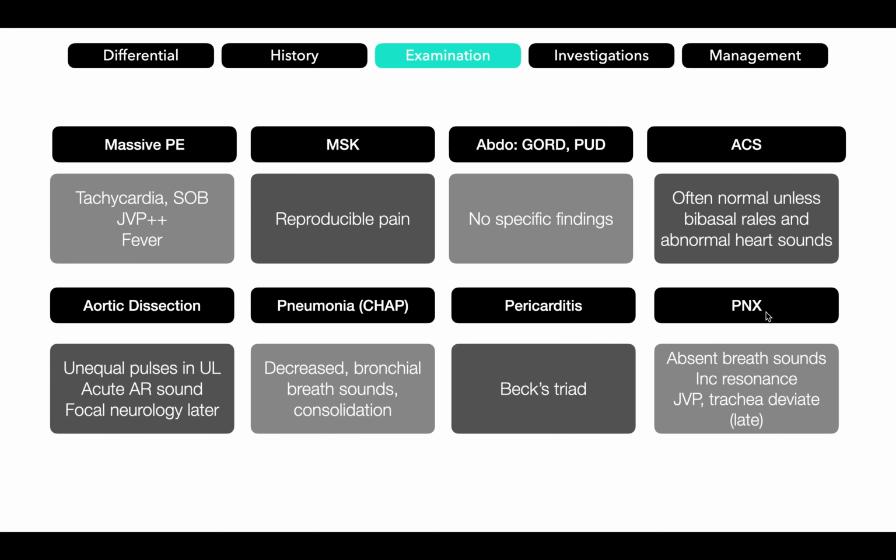And pneumothorax, where the collapse is, there'll be absent breath sounds because the lung has collapsed away from there, and there'll be increased resonance when you percuss. In the late stages, you can have tracheal deviation rarely and JVP raised as you have intrathoracic pressure increase, which decreases preload.